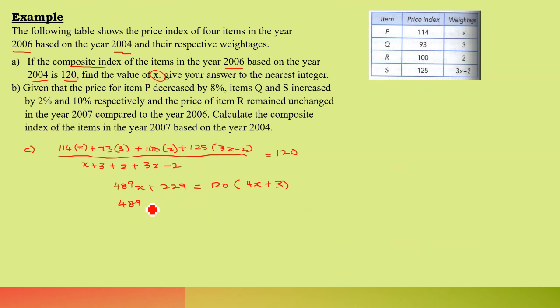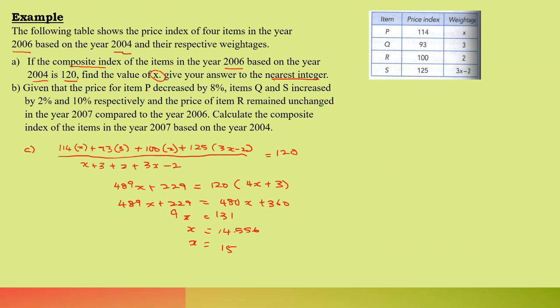So what we have is 480x plus 360. So you get 9x equals 131. So x will be 14.556. But the question asks you to put it to the nearest integer, so x equals 15. So you already have x equals 15.